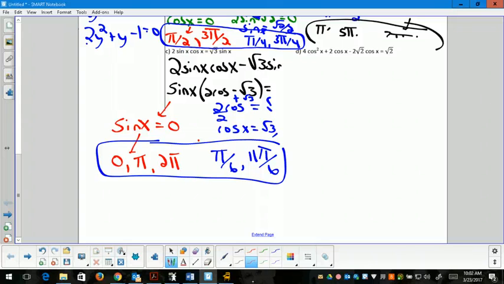I can't just factor out a cosine because it's not equal to 0. So whenever we're trying to factor to solve, we've got to get it equal to 0. So I actually have 4 cosine squared x plus 2 cosine x minus 2 square root of 2 cosine x minus square root of 2 equals 0. So how many terms do I have? 4. When you have 4 terms and you're trying to factor, and it can work with 3 terms also, you have to do factor by grouping.